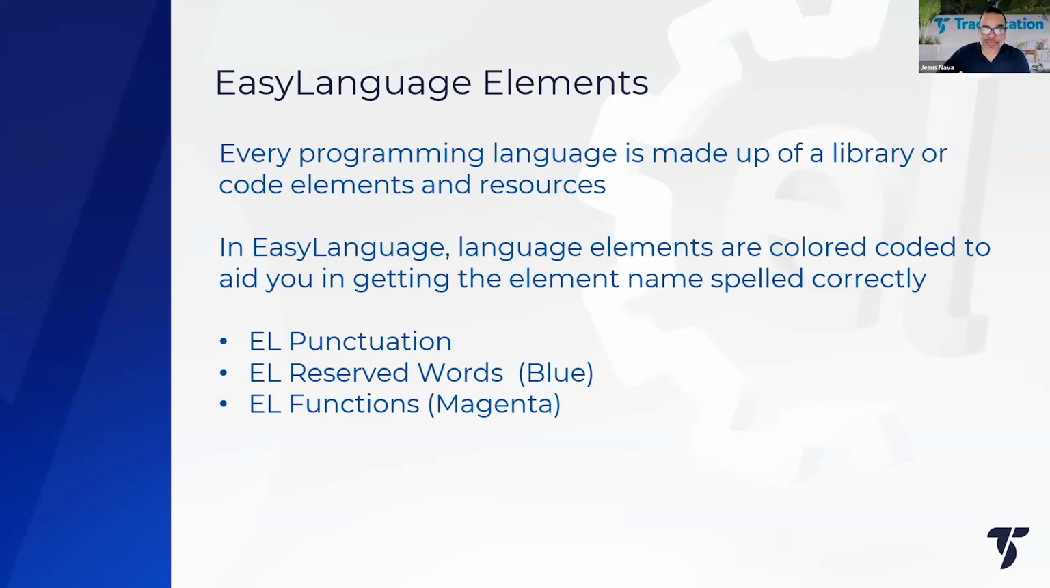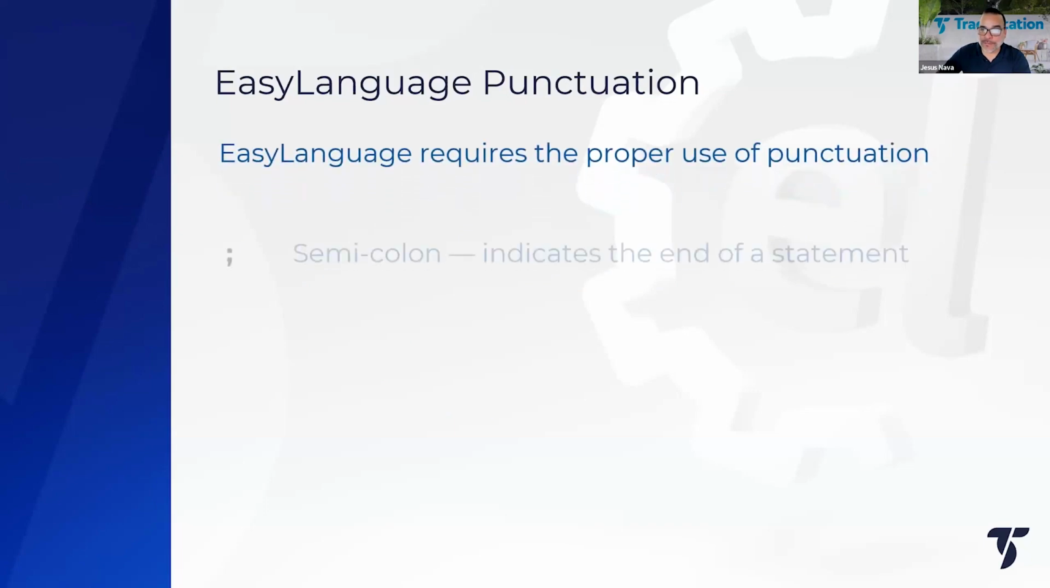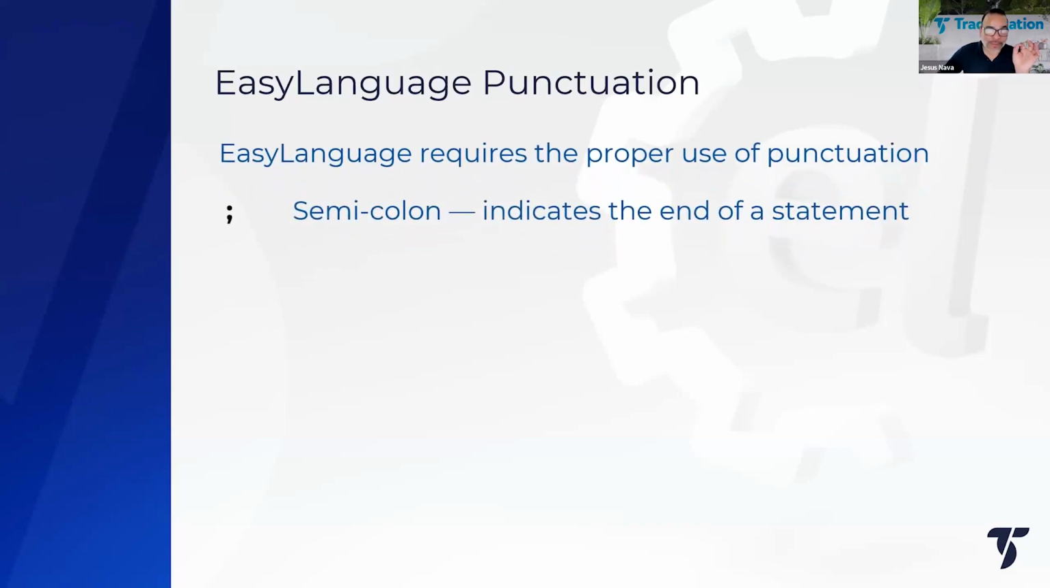You also have functions that appear in magenta, and functions are snippets of EasyLanguage code that are pre-created for you, and you can use them in any EasyLanguage code that you're writing. We are going to take a look at a couple of functions today, and you're going to see them as you type them inside of the EasyLanguage editor. The word will come up in magenta automatically, recognizing it as a function. We also are using specific punctuation for the most part. Semicolon is going to be one of the most common ones. That's just the end of a statement.